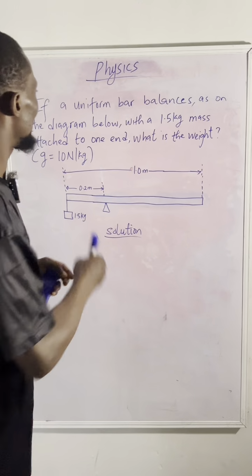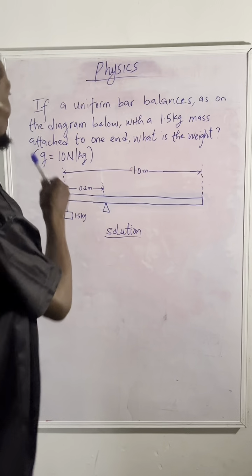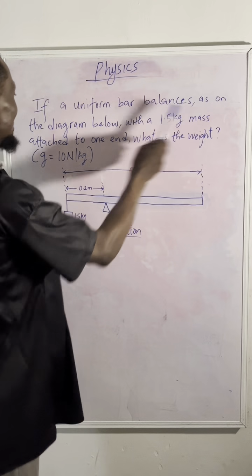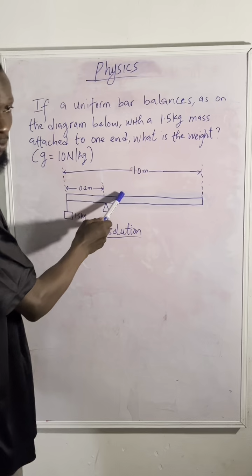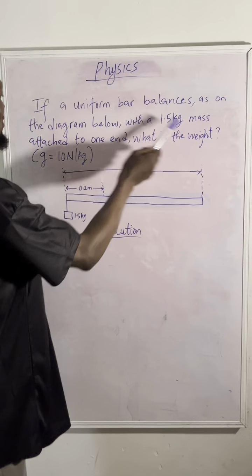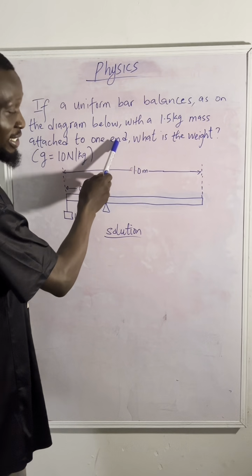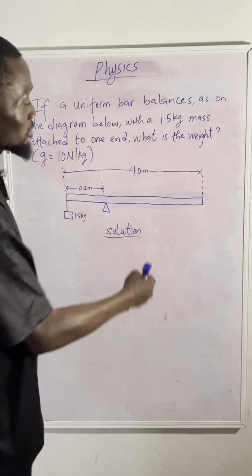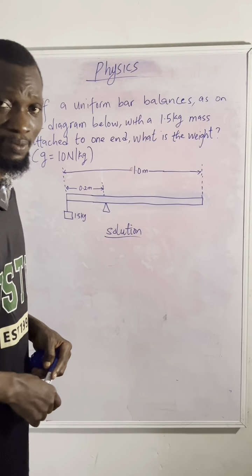Now let us solve this problem. If a uniform bar balances as on the diagram below with a 1.5 kg mass attached to one end here. So what is the weight? That is, what is the weight of this bar?